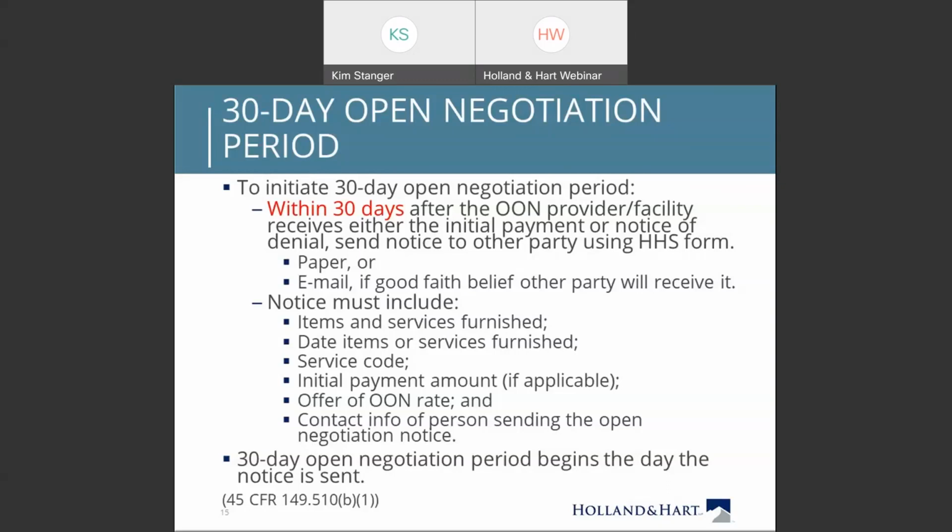That notice that you submit to trigger that open negotiation period has to contain certain elements, including the items and services furnished, the date the items or services were furnished, the service code, initial payment amount, if applicable, the offer of the out-of-network rate that you are willing to accept, and contact information of the person who sent in the open negotiation notice. So you start that 30-day period so the parties can negotiate by sending that notice. That notice lasts for the 30-day period beginning on the date that you send that notice out.